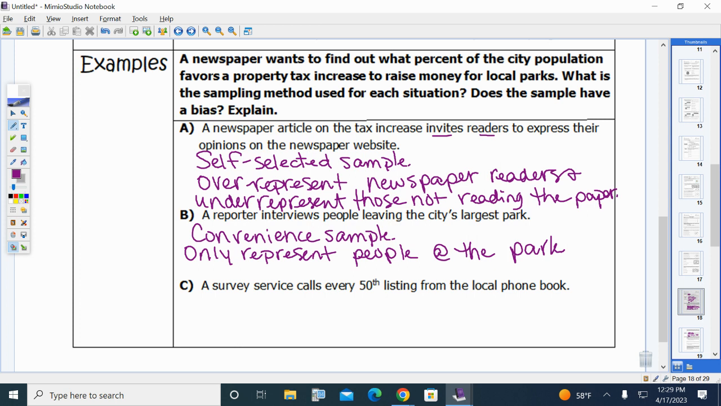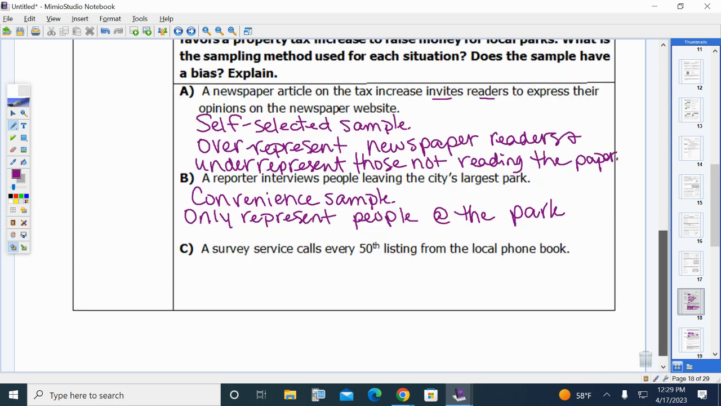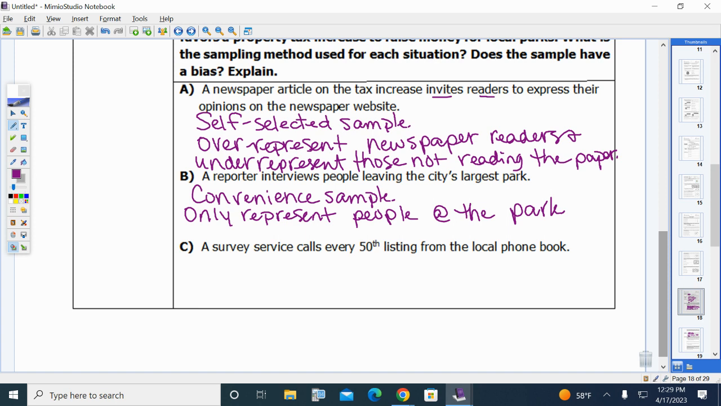And you have underrepresented everybody else. Moving on to part C, a survey service calls every 50th listing from the local phone book. So because it's doing every 50th person or every 50th listing, that's an example of systematic.